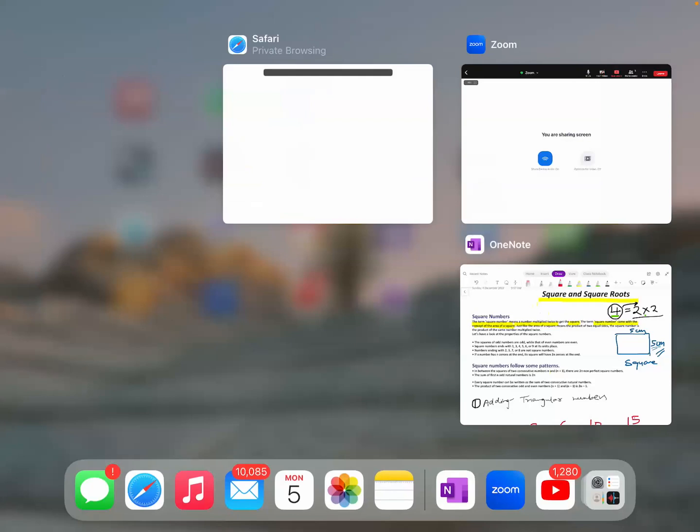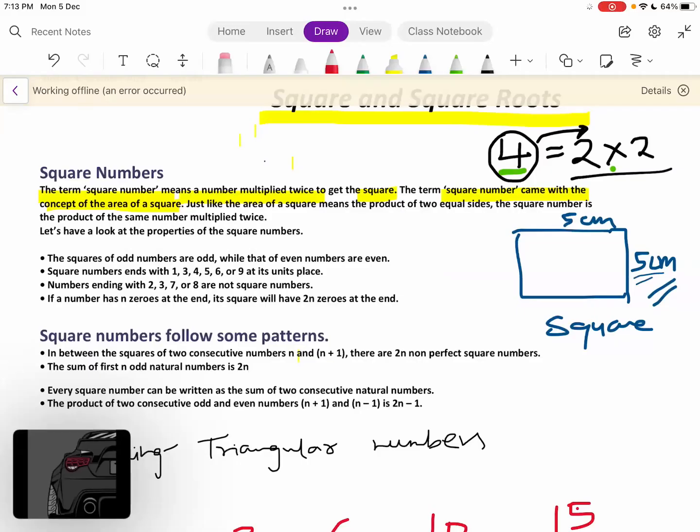Okay. So the area of this square becomes what? Side multiplied by side, that is 5 multiplied by 5. The unit is centimeter. So it becomes 25 centimeter square. So this is where the concept of square comes from. Just like the area of a square means the two sides, the square.